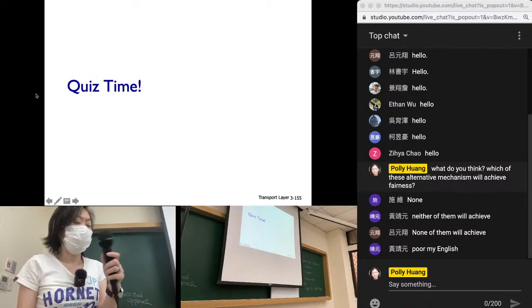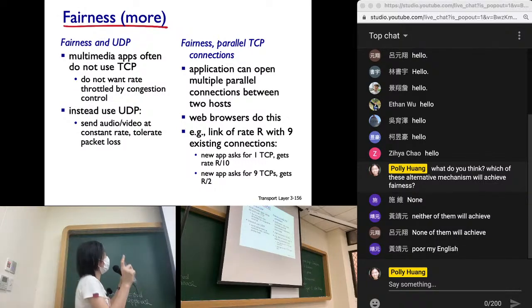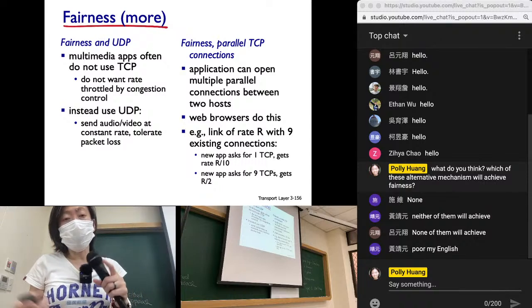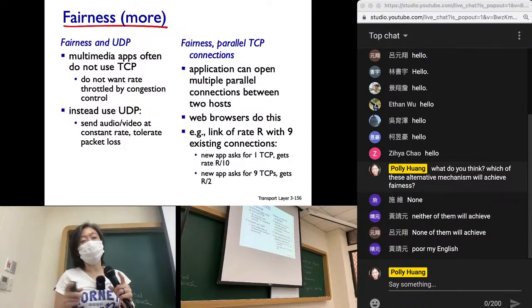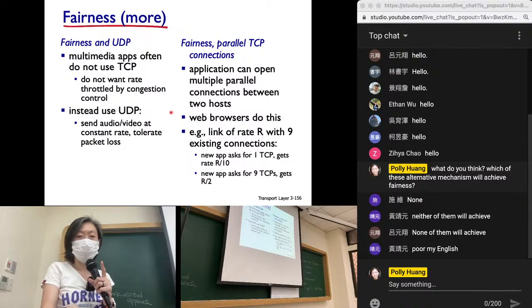All right, so let's try to wrap up. So that was fairness between TCP connections. Fairness can be extended to consider how TCP might be fair or not fair with UDP connections, for example, here.